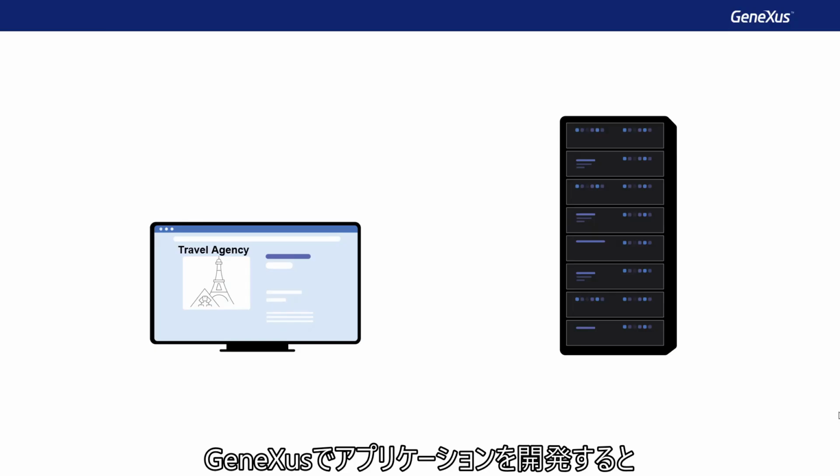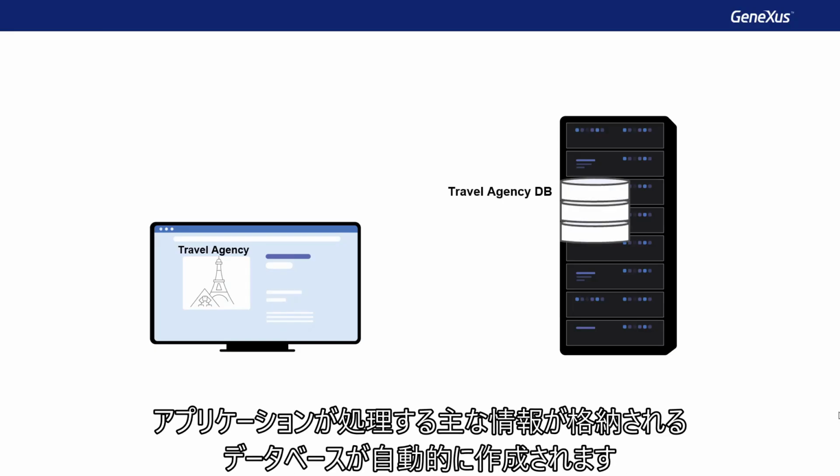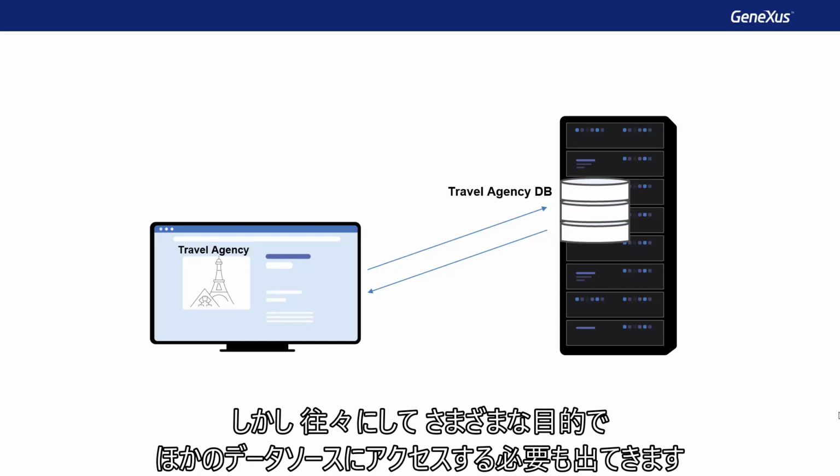When we develop an application with GeneXus, the database is automatically created, where the main information handled by the application is stored. However, many times we need to access other data sources for different purposes.